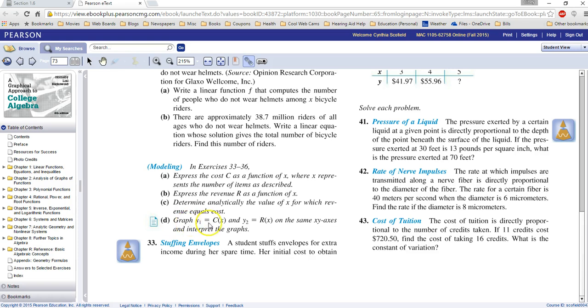Then graph y sub 1 equals the cost function and y sub 2 equals the revenue function on the same xy axes and interpret the graphs. So we'll do A, B, and C analytically. We're going to write it out on paper, and then we'll do D on the graphing calculator.